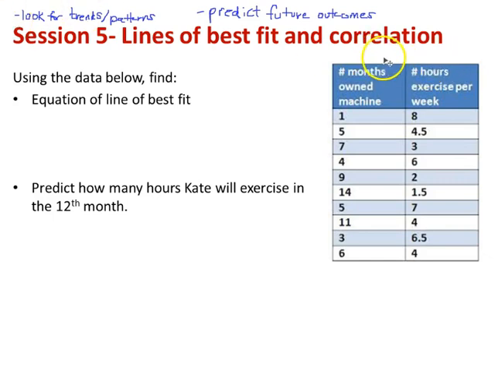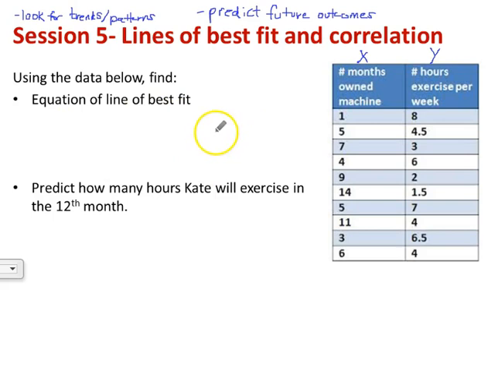So what I'm going to do is show you how to find the line of best fit using a website that I will share with you in just a moment, and I will put the link up in Schoology where you can find it. But before I do that, the number of months is going to act as our X values, and the number of hours spent per week exercising is going to act as the Y values. So again, I'm going to let a website do our calculations for us.